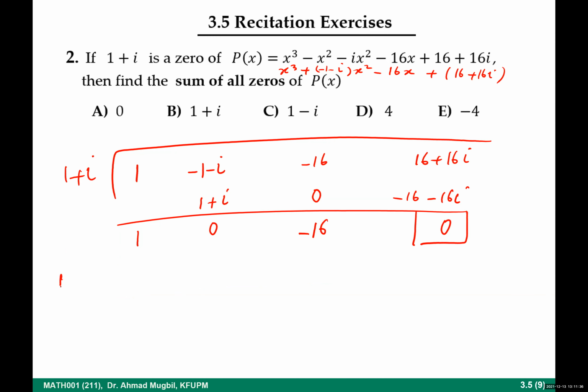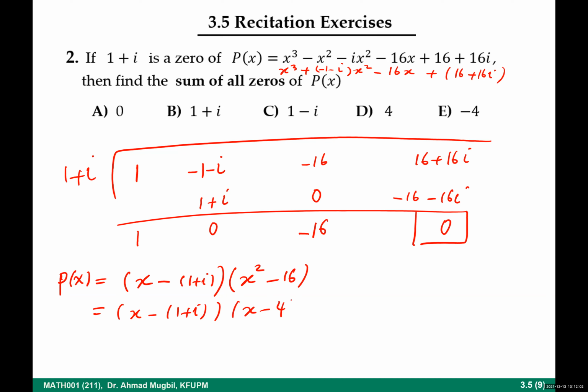By the way, you don't need to divide by any other zeros, because this is a polynomial of degree 3. So we now have the last factor we need. The first factor is x minus the first zero. The second factor is the quadratic factor we had here, x squared minus 0x minus 16, which is what?